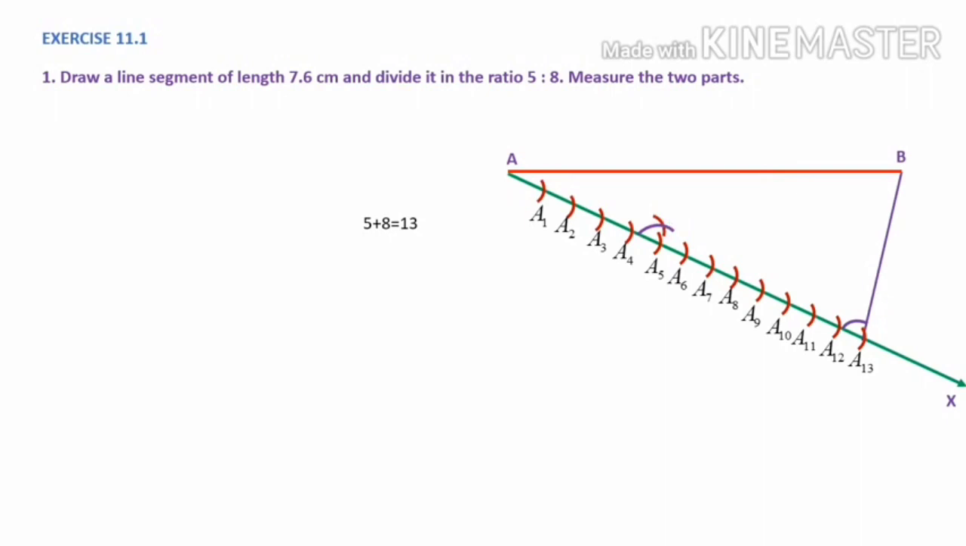And then, A5 and the point of intersection of these two arcs, you have to join and extend it. Then it meets AB at the point C. As I said before, whenever C comes onto the line AB, it becomes two portions, AC and CB, which means it divides in the ratio 5:8. Then we have to measure the length of AC and the length of BC. That is the question.